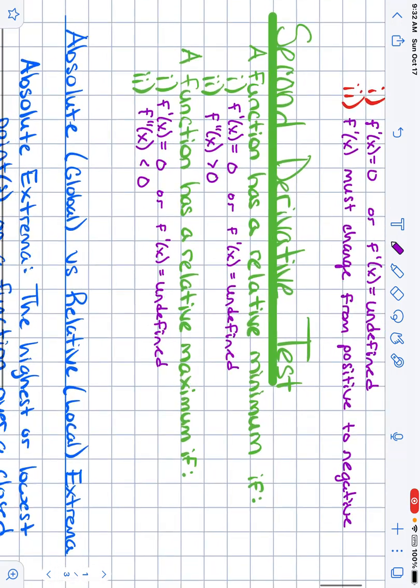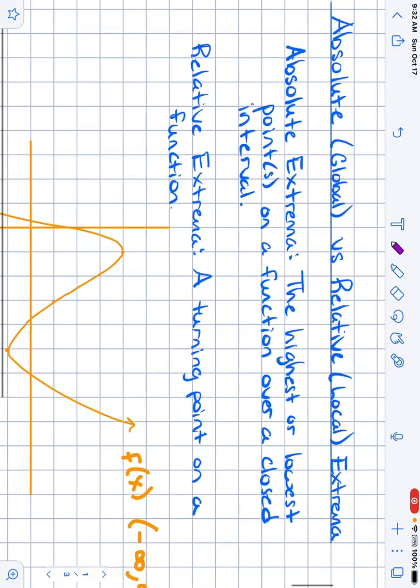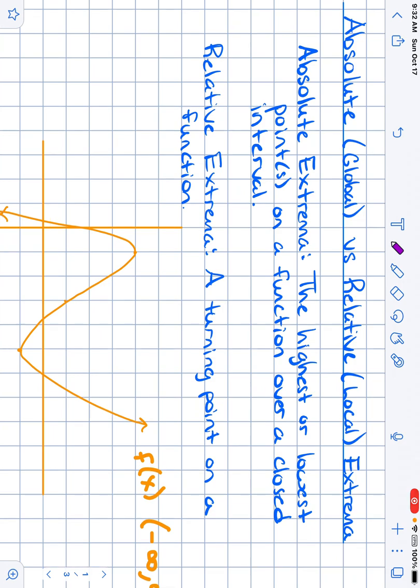Now let's talk about absolute versus relative. I'm going to put this function in here too. Some textbooks and some notation use the words global and local versus absolute and relative. But an absolute or global extrema is the highest or lowest point on a function over a closed interval. And relative extrema is what we've been looking at so far. It's a turning point on a function, so that's where the derivative changes from positive to negative or negative to positive.